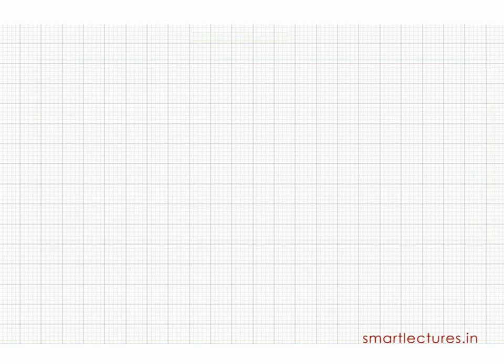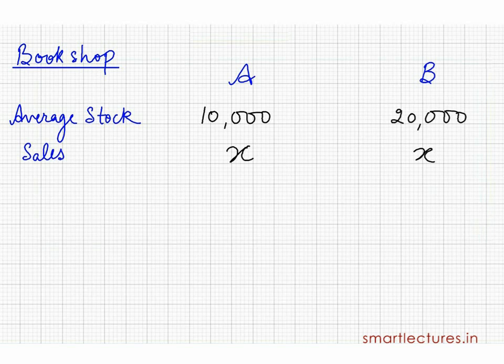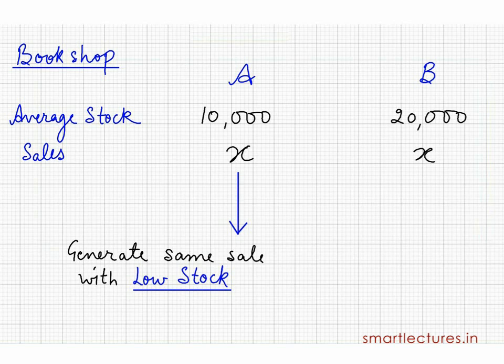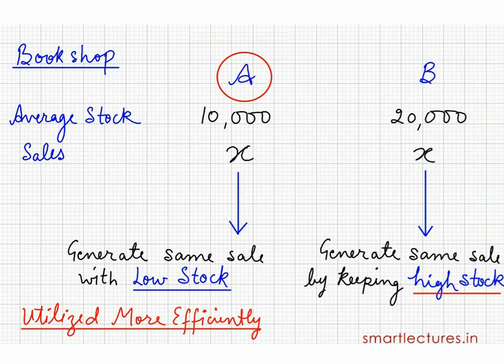Average stock means, sometimes suppose you are running a bookshop and your friend is also running a bookshop. On an average basis, you say that every time in your shop the stock of books is rupees 10,000, but your friend always keeps the stock of rupees 20,000. However, sales of both organizations are the same. It means you can generate the same sales as compared to your friend with low stock, but your friend has to generate the same sales by keeping higher stock. It means stock is being utilized more efficiently in your company.